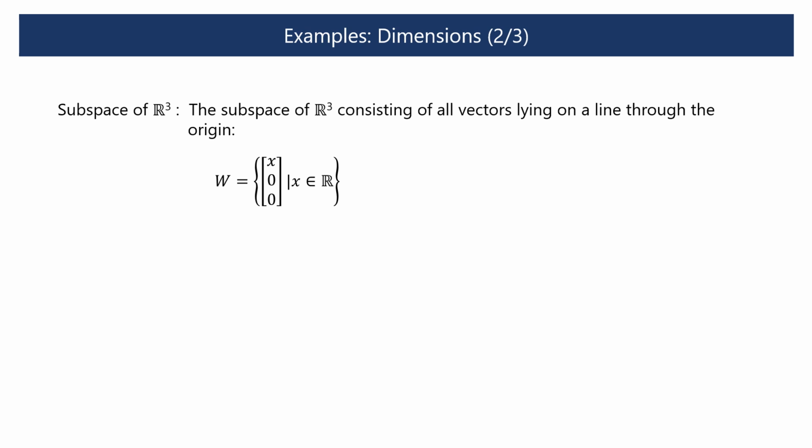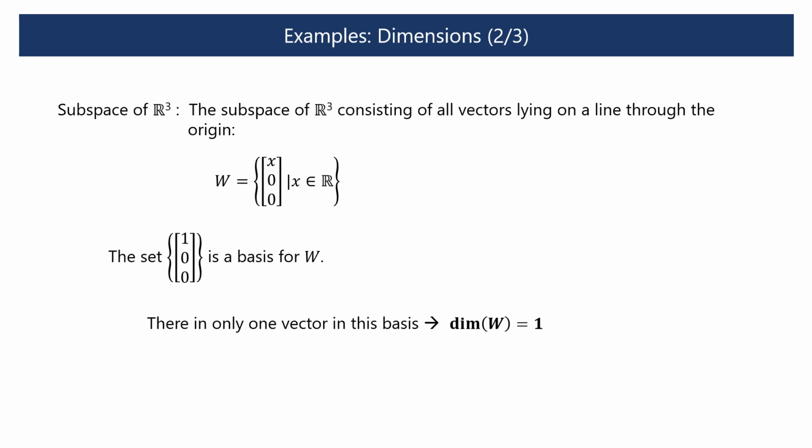Let's see an example of subspace. Consider the subspace of R3 consisting of all vectors lying on a line through the origin. It can be written in this way. In this case, the set (1, 0, 0) is a basis for W, and since there is only one vector in this basis, the dimension of this subspace is 1.